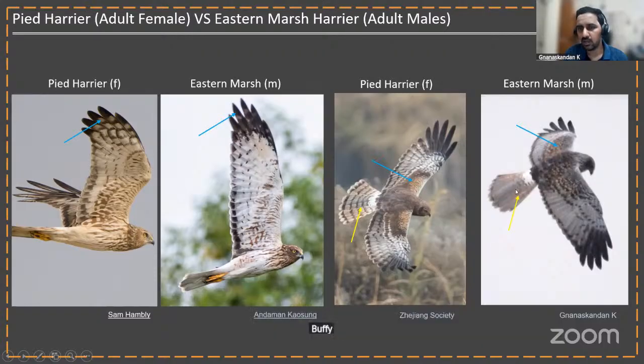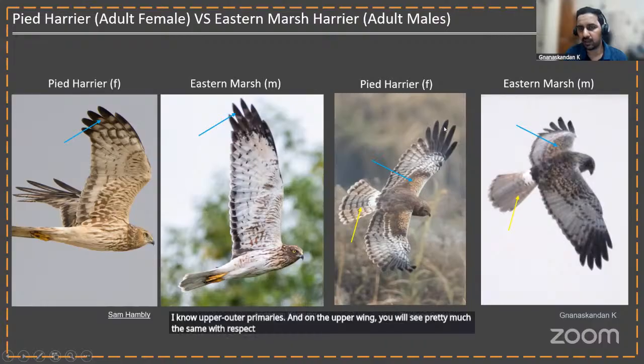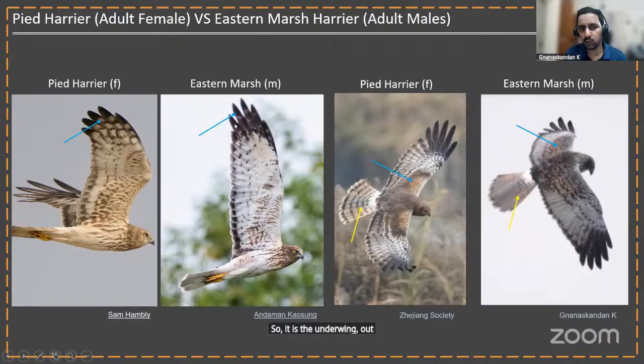Also, if you look at the upper outer primaries on the upper wing, you will see pretty much the same with respect to the Pied Harrier female. So it is the underwing outer primaries which show the barring, and in the upper wing we have to always look at the tail followed by the covert patch.